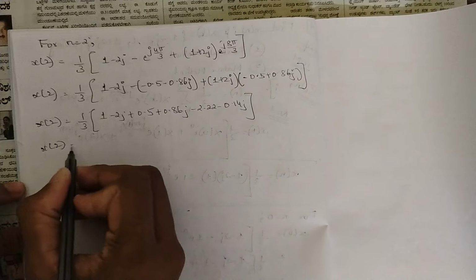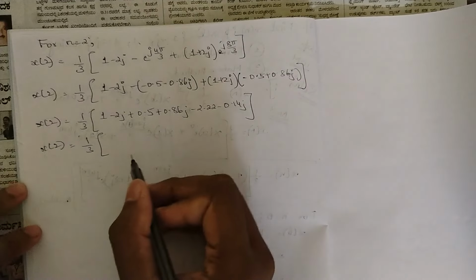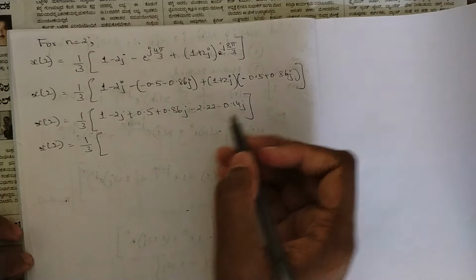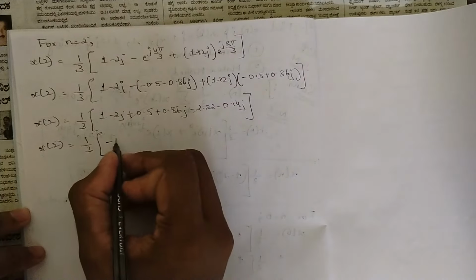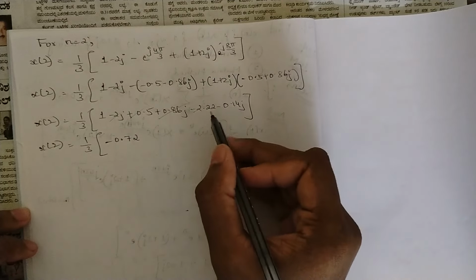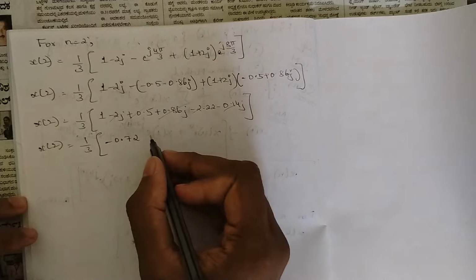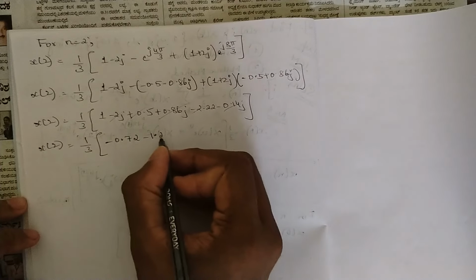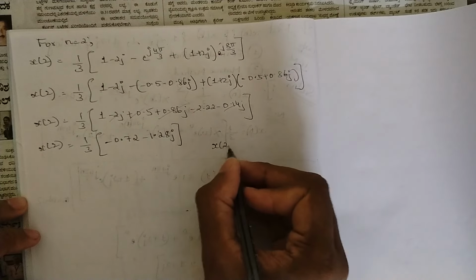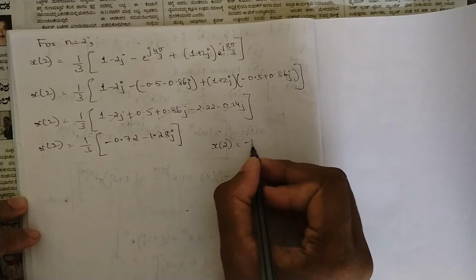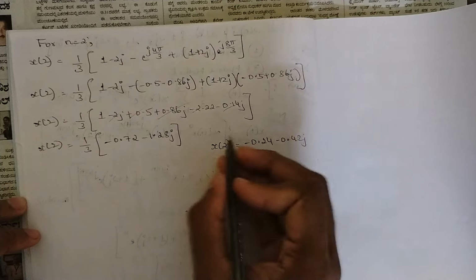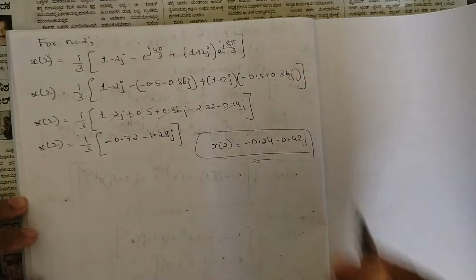Okay, so now we should be simplifying this. X of 2 is equal to 1 by 3 into 1 plus 0.5 minus 2.22. If we put it in the calculator, we would be getting minus 0.72. You can check it later. Minus 2j plus 0.86j minus 0.14j, if we simplify it, we would be getting minus 1.28j. So this whole term divided by 3, our final x of 2 value is equal to minus 0.24 minus 0.42j. Okay, so this is our value of x of 2.